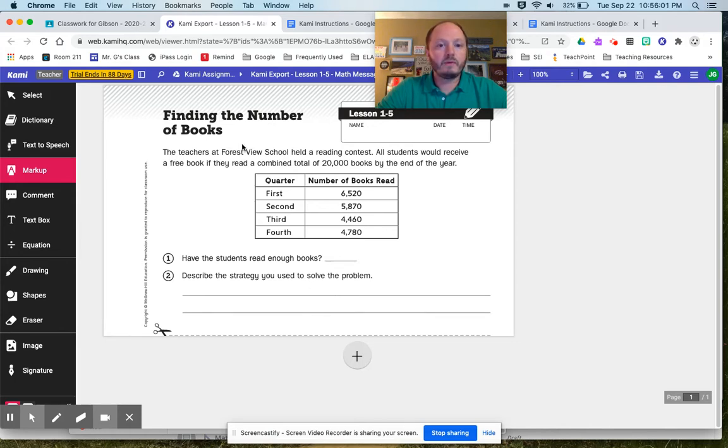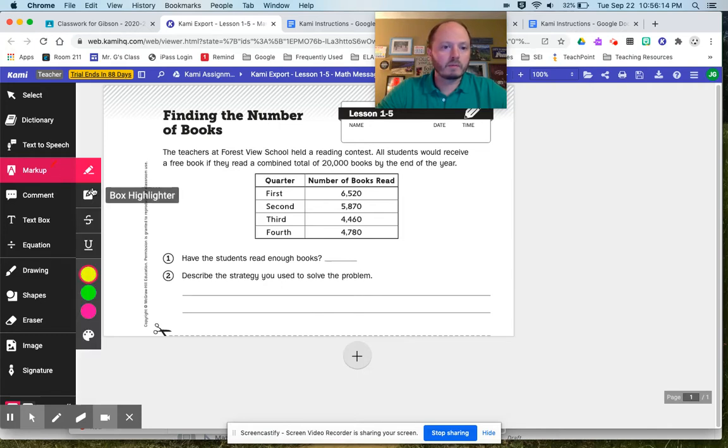All right, so finding the number of books. The teachers at Forest View School held a reading contest. All students would receive a free book if they read a combined total of, and I'm going to mark this part up for you, 20,000 books. Boom. By the end of the year.